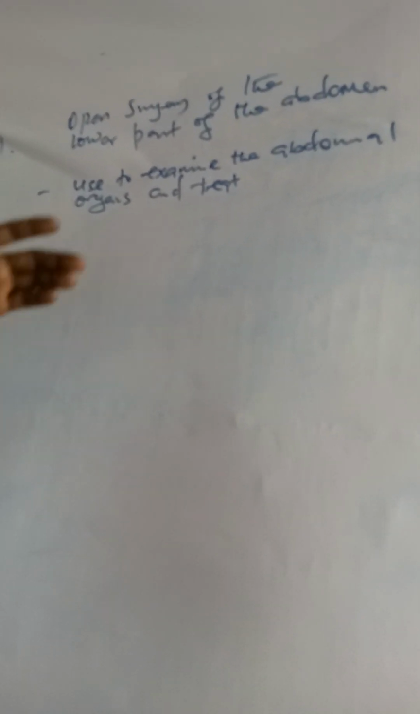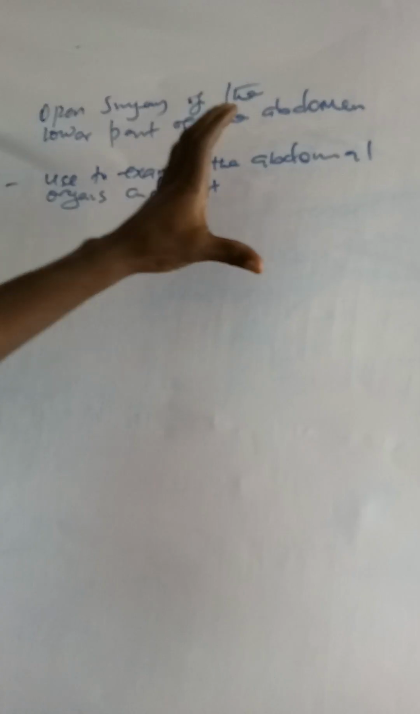Being open surgery, open surgery is one of the major surgeries. Remember, we have minor and major. So this is one of the major surgeries that are done in theaters by medical professionals or the surgeons to examine the diseases and treatments. So in this case, we are looking at laparotomy as the open surgery of the lower part of the abdomen, which is used to examine the abnormal organs and then providing the treatment.